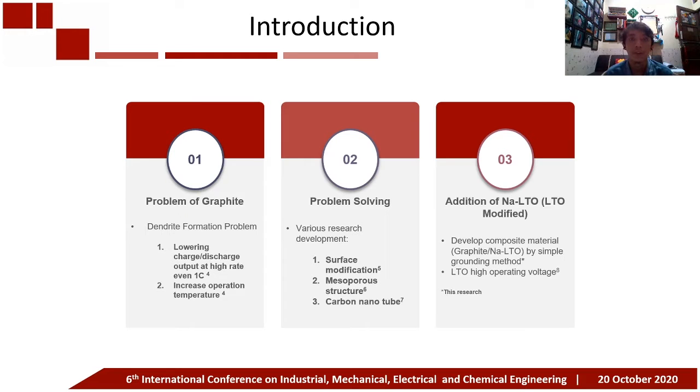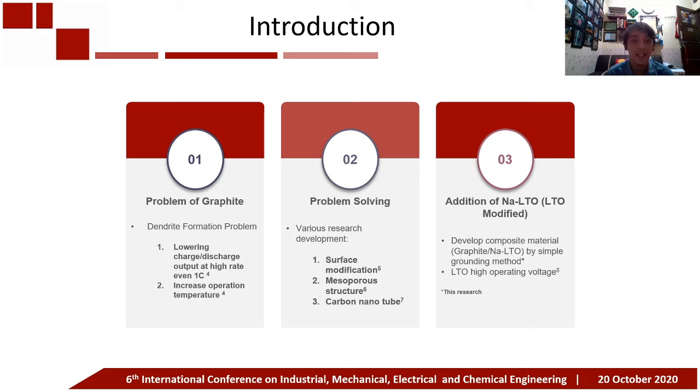Several research developments related to graphite have been carried out to find solutions to the problem of dendrite formation, including surface modification, that is, modifying the surface of graphite by coating with other materials, making graphite with a mesoporous structure, and adding carbon nanotubes. In this study, we developed a new method to solve the problem of dendrite formation by adding lithium titanate material using a simple doping methodology to minimize the cost of production, specifically to improve the electrochemical performance.